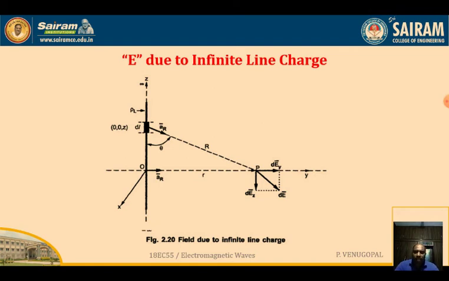So let us see the electric field due to an infinite line charge. You are observing the line charge. We say the two ends of the line charge are A and B. Here the charges are distributed continuously along the length of a line, and you can also consider the length of the line to be infinite. You are observing the line is extending from minus infinity to plus infinity.